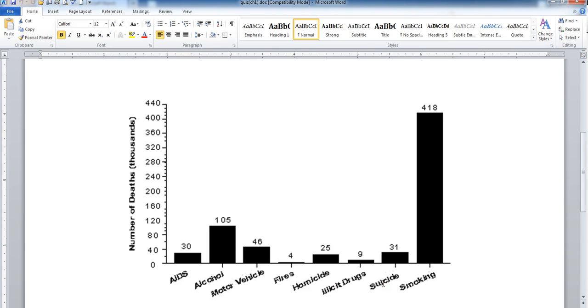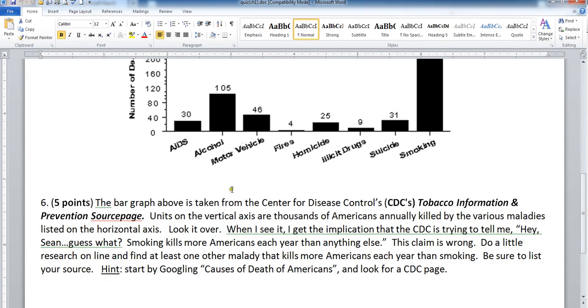Again, all causes of death. What does it say? Units on the vertical axis are thousands of Americans. Horizontal axis, these are all qualitative: killed by AIDS, killed by alcohol, killed by motor vehicle. The implication is, hey, Sean, guess what? Smoking kills more Americans each year than anything else. And that claim, if that indeed is what they're trying to get across, is definitely incorrect.